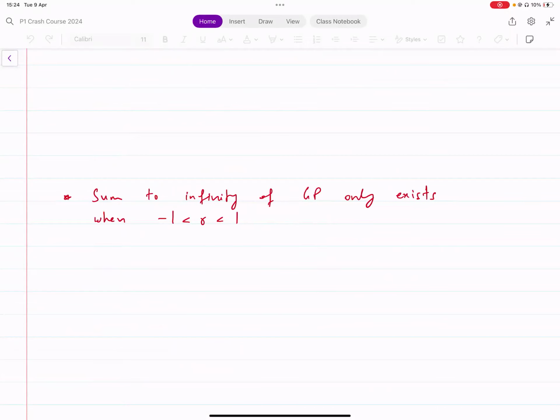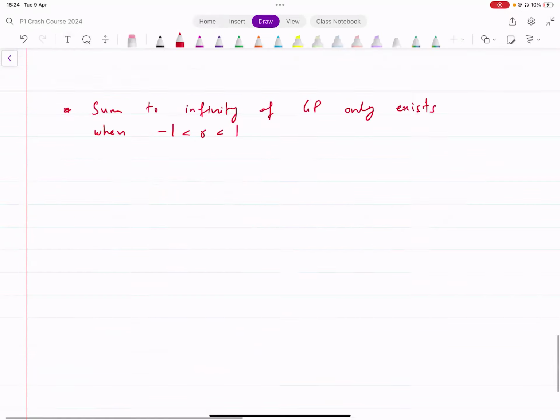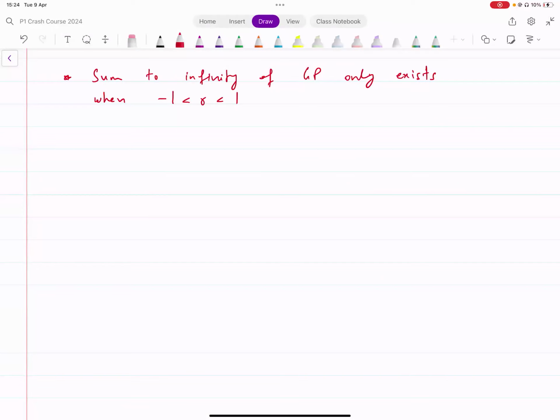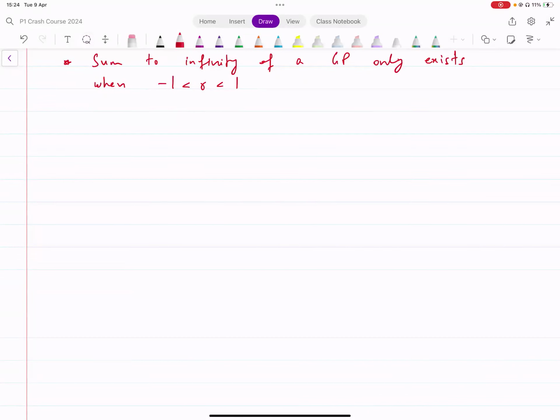Thank you. All right. So I was basically saying sum to infinity of a GP only exists when r, the ratio, is between -1 and +1. That's the condition for the sum to infinity of a GP to exist. Now, there's another terminology that you will see being used sometimes, and you would need to know about that, and that is convergence of a GP.